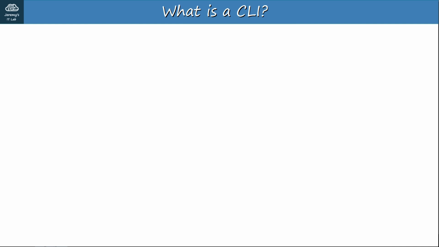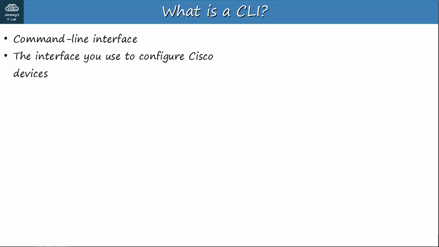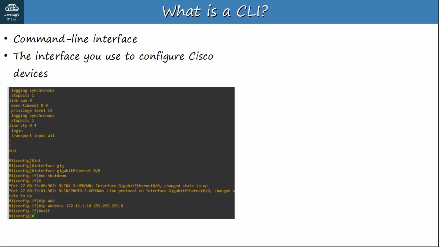Now, what is a CLI? CLI stands for Command Line Interface. It's the interface you use to configure Cisco devices, like routers, switches, and firewalls. Here's an image of the Cisco IOS CLI. The color scheme can be changed. This is just the default color scheme with the software I used when taking this screenshot.